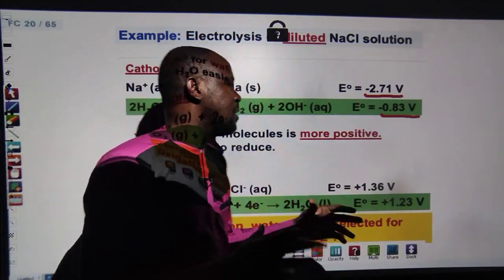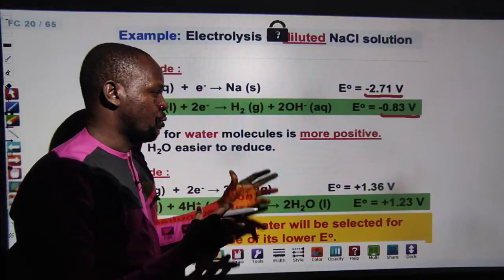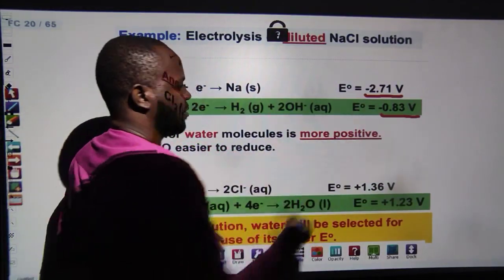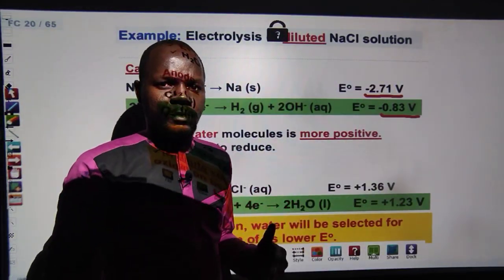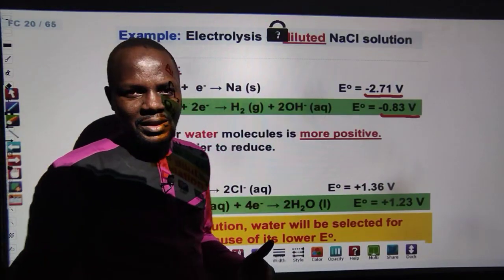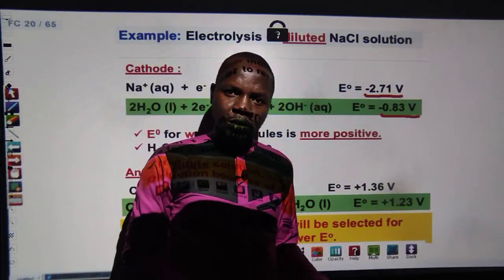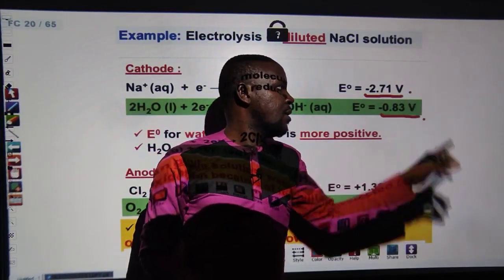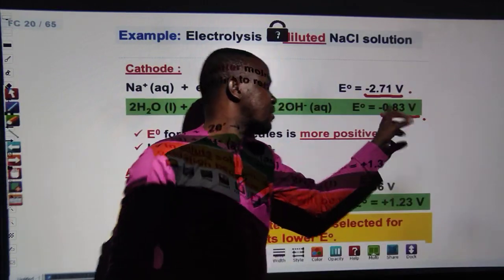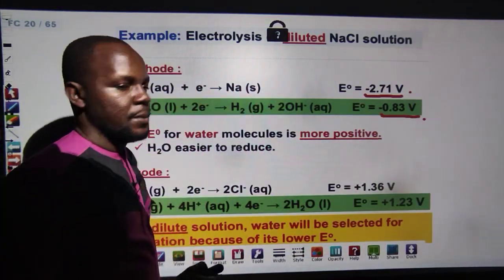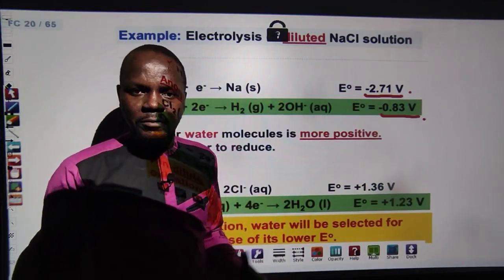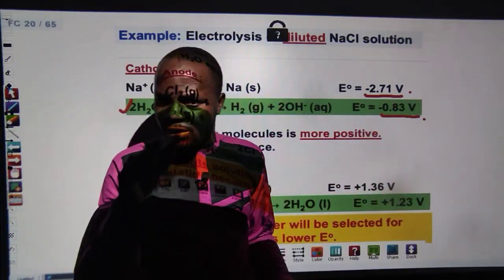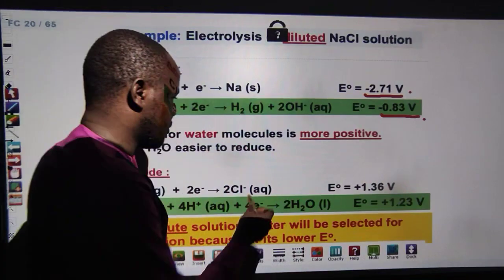If you don't know this, one is going to suffer. So one needs to understand that this is just like saying -1 and -2. Which one is more positive? -1 is of higher value than -2. It is the same thing here: this one is more positive than this one. So if this one is more positive at this compartment, it has the preference of discharging. That is what I'm talking about. So always keep that at the cathode: you look for the one that is more positive. Cathode, cations move there.